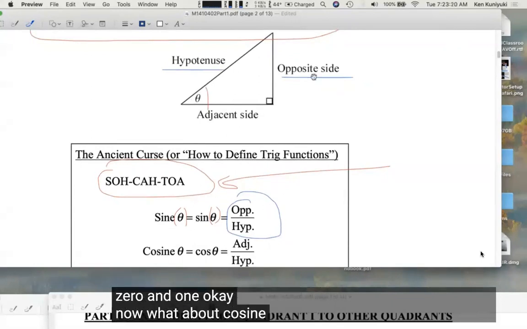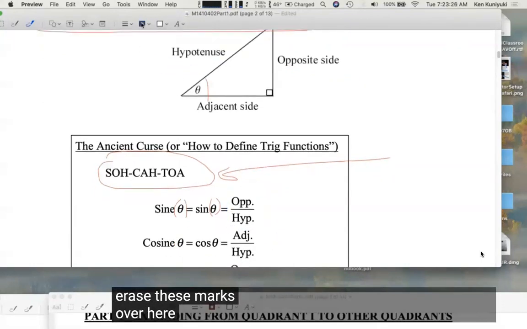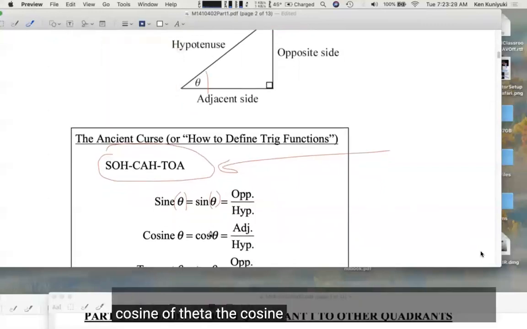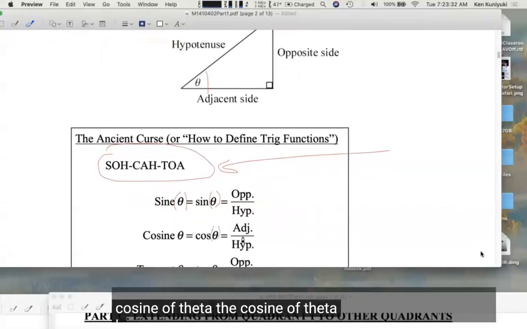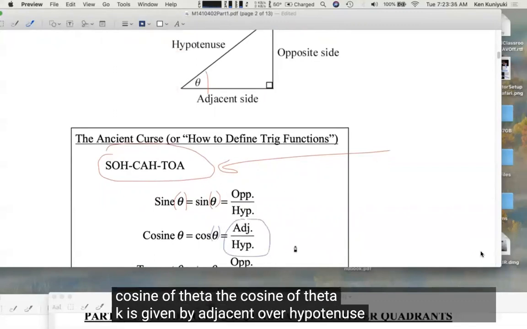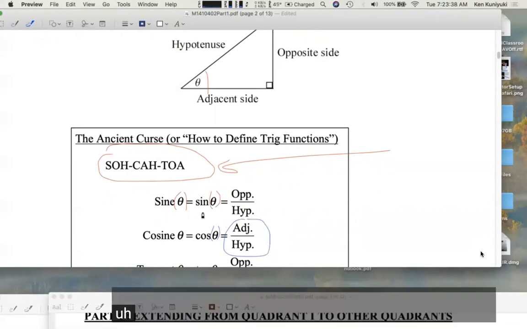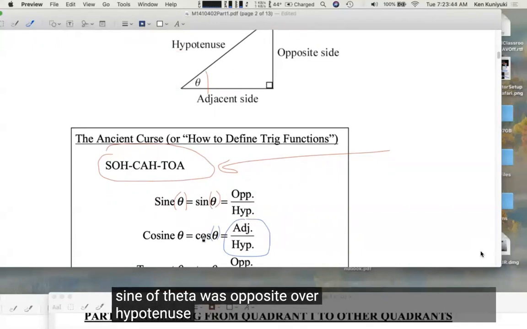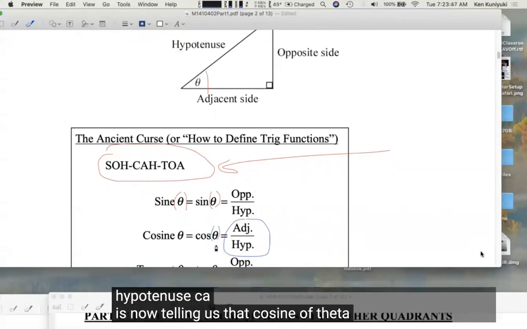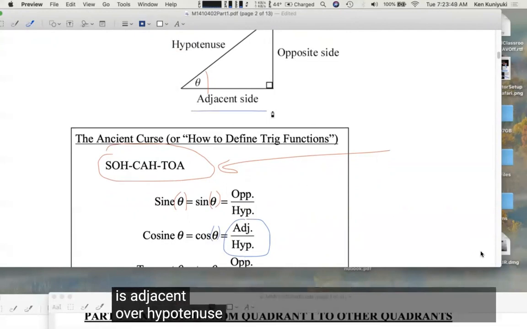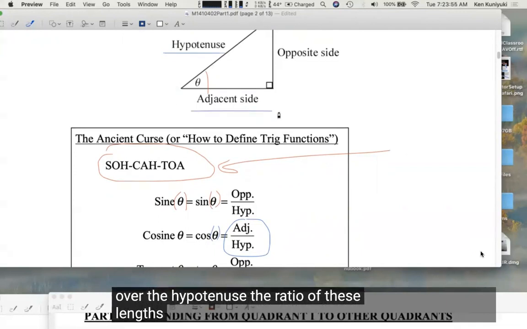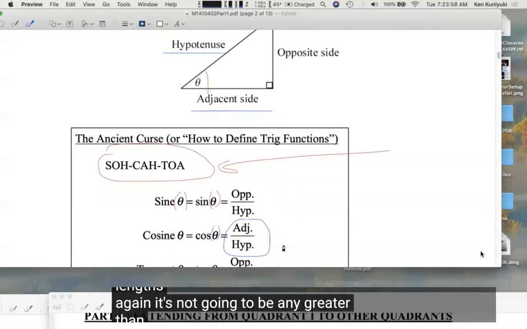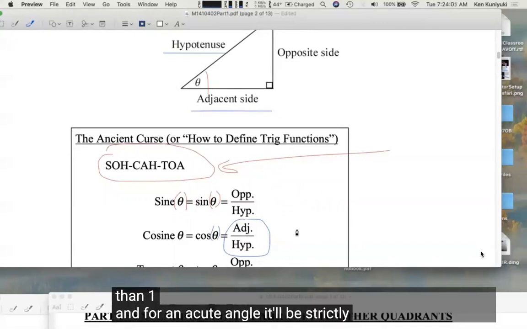Okay, now what about cosine of theta? I'll erase these marks over here. The cosine of theta, cah, is given by adjacent over hypotenuse. So remember, soh was telling us that sine of theta was opposite over hypotenuse. Cah is now telling us that cosine of theta is adjacent over hypotenuse. The adjacent side over the hypotenuse. The ratio of these lengths. Again, it's not going to be any greater than 1, and for an acute angle, it'll be strictly between 0 and 1.